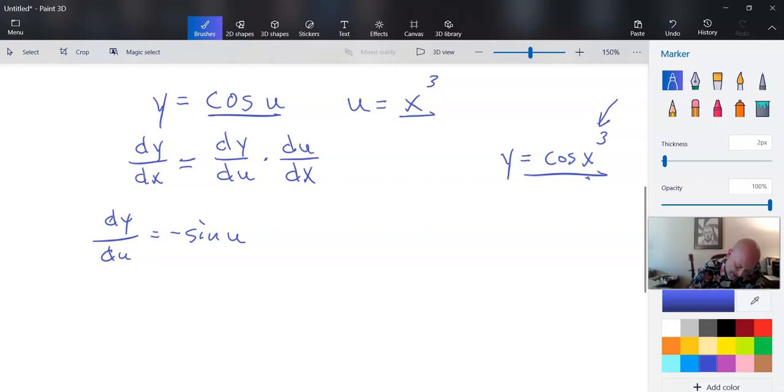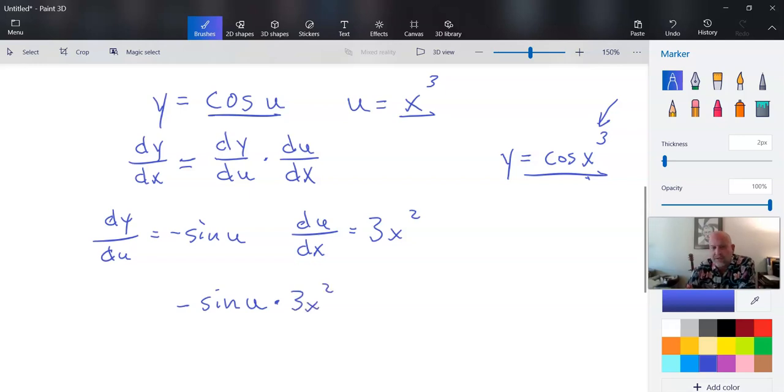And then now I need du/dx. If I take the derivative of this, it's 3x squared. So let's put these together because we're supposed to multiply this times this. So dy/du times du/dx is negative sine u times 3x squared.